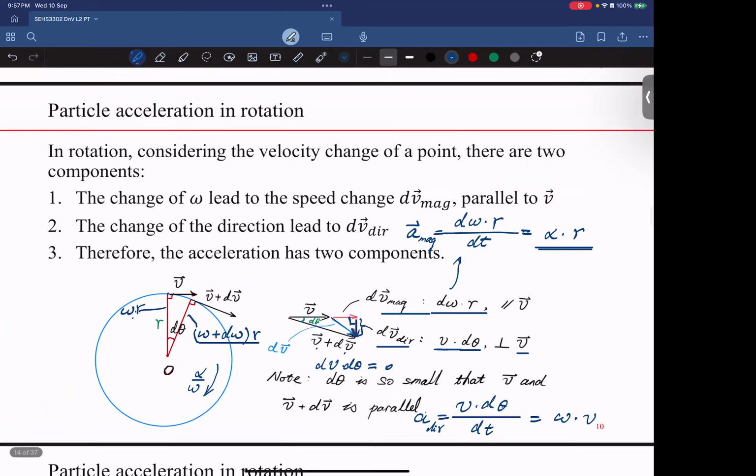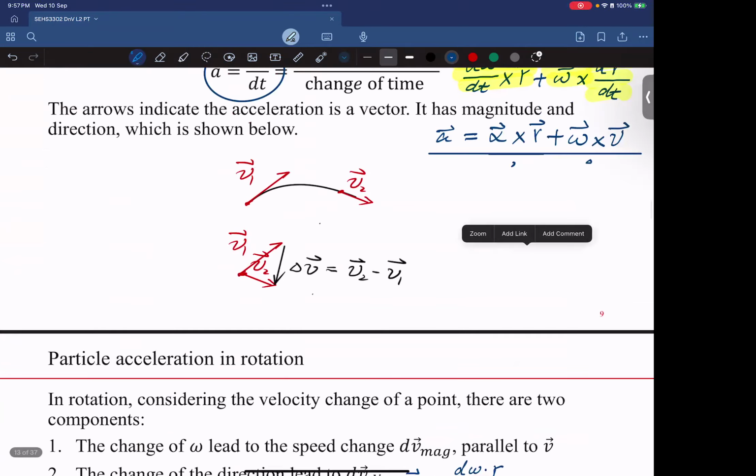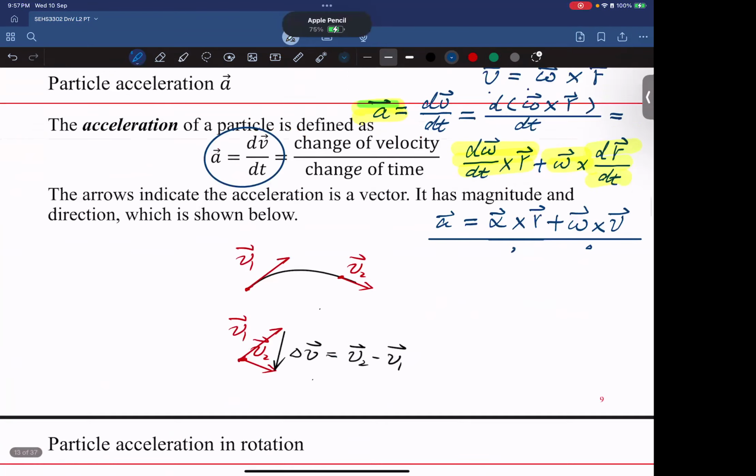Assignment 1 has already been released on the Blackboard. You can download it and try the first question in assignment 1. The due date is 18 days later, so you still have time. Okay, so much for today's lecture.